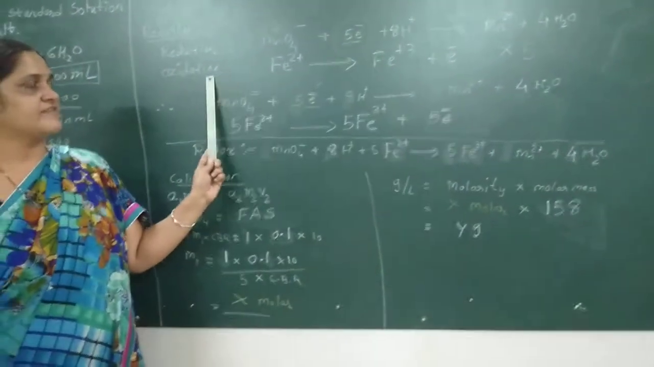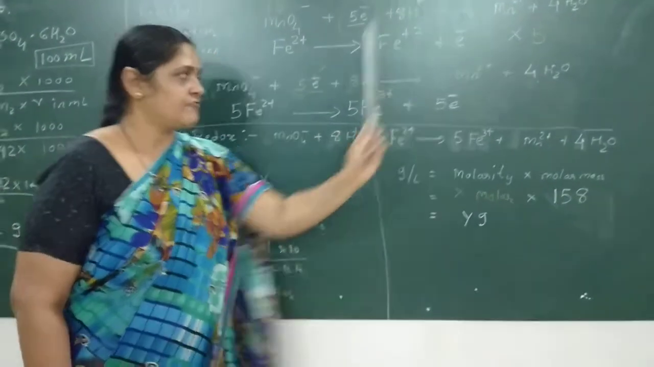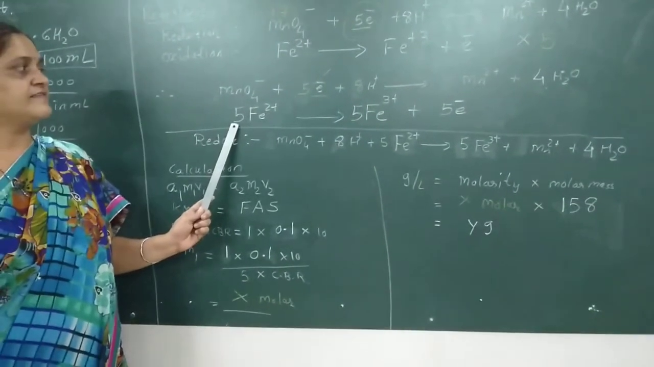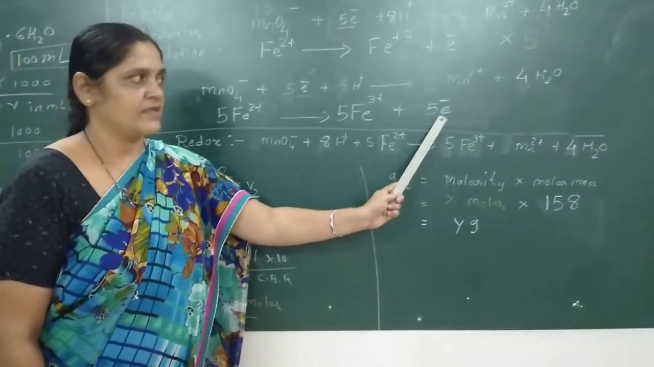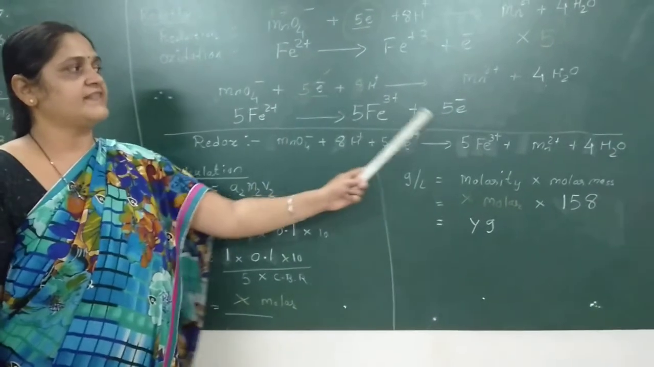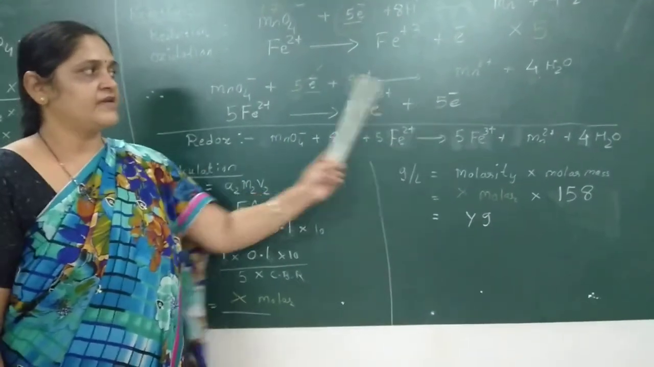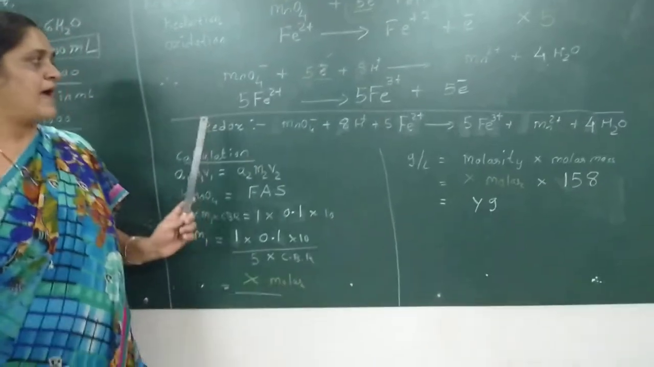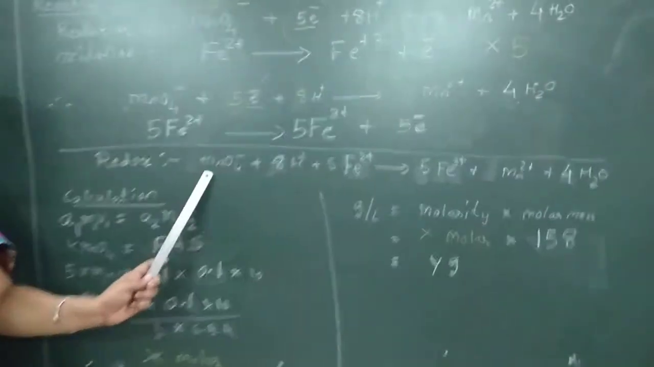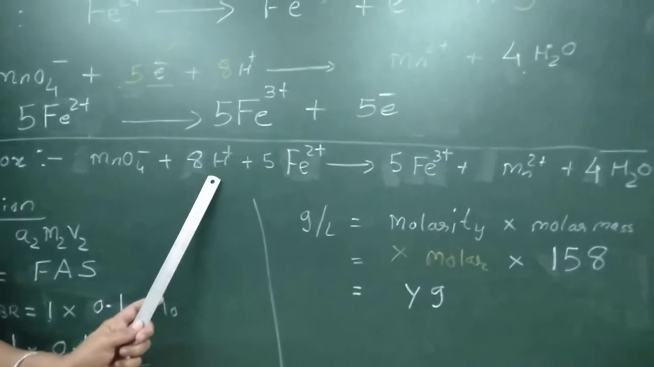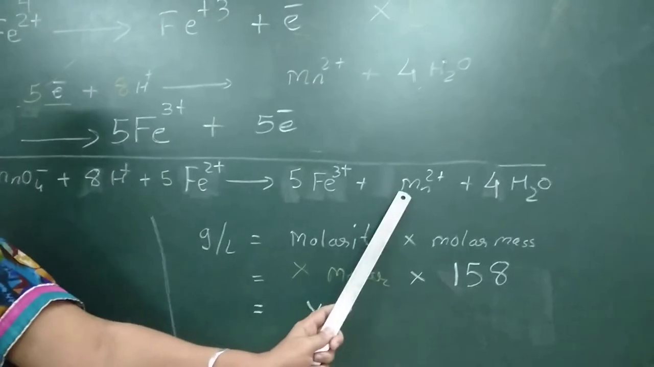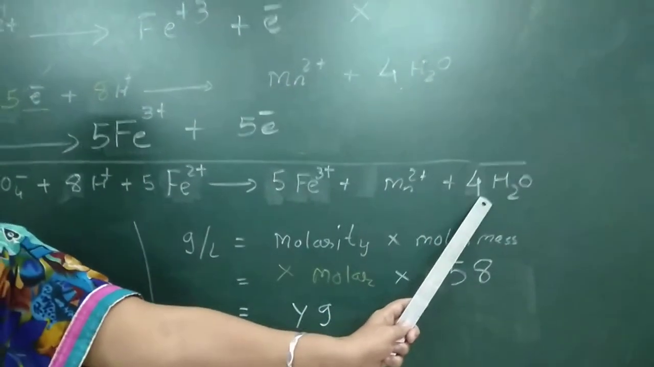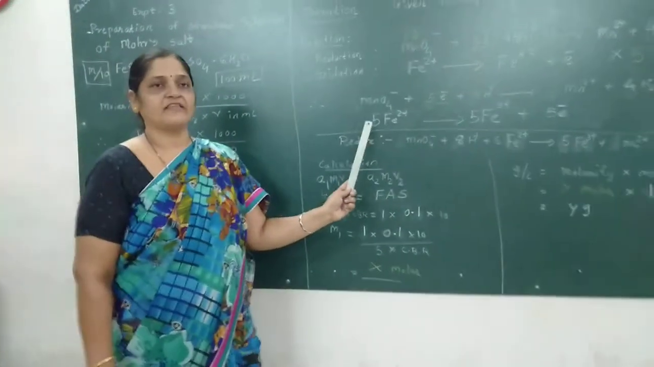Now I have multiplied the oxidation reaction by 5. Therefore, here the oxidation reaction is 5 Fe2+ gives 5 Fe3+ plus 5 electrons. Now the electron number in oxidation and reduction is equal. So we are cancelling it out, and the balanced redox reaction is MnO4 minus plus 8H+ plus 5 Fe2+ gives 5 Fe3+ plus Mn2+ plus 4H2O. In this way, we are getting the balanced redox reaction for this titration.